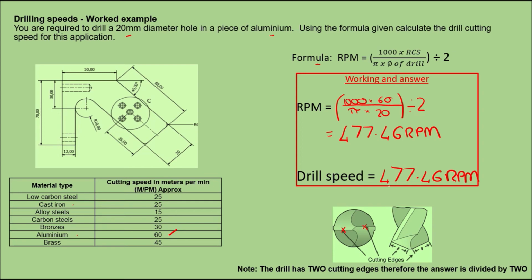Now, that's a very, very exact answer to this question. What we find in engineering is it's very unlikely, unless we're using some kind of computer-operated drilling equipment, that we'll be able to get our speed exactly like that. So we'll round up or down, so we might end up at 480 or 500, or down at 450, depending on what machinery we're using. But what we've got here is our approximate drill cutting speed for this scenario. You can apply this formula to any size drill and any material, and you always get the correct dimensions if you're using the correct formulas.